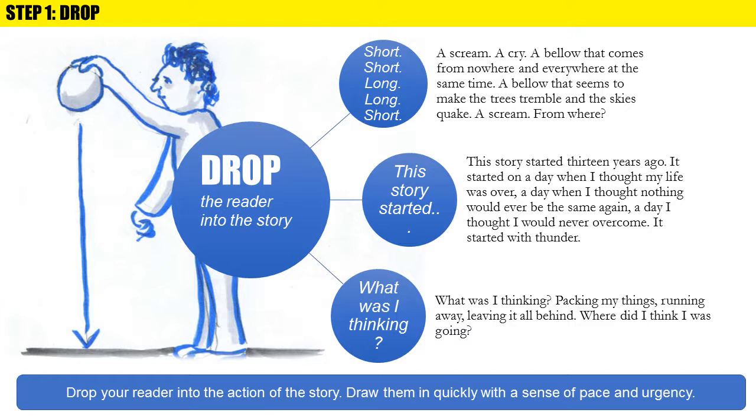For example, a scream, a cry, a bellow that comes from nowhere and everywhere at the same time, a bellow that seems to make the trees tremble and the skies quake, a scream. From where? Our second suggestion is that you could start with the phrase, "this story starts," or "this story started." For example, this story started 13 years ago. It started on a day when I thought my life was over. A day when I thought nothing would ever be the same again. A day I thought I would never overcome. It started with thunder.